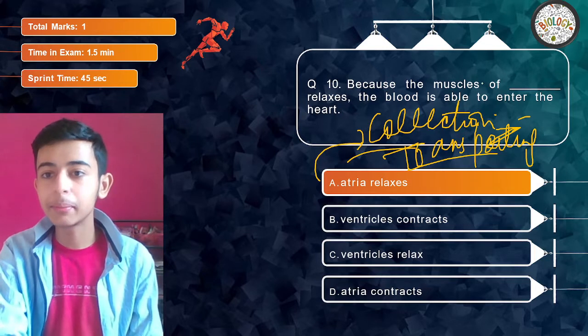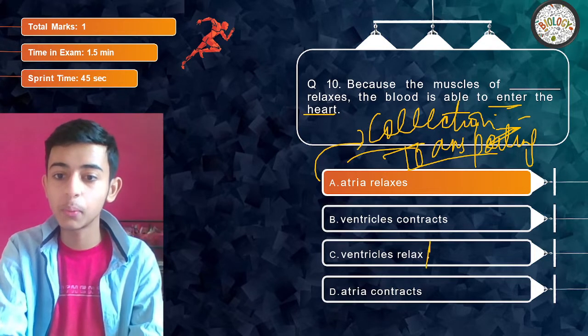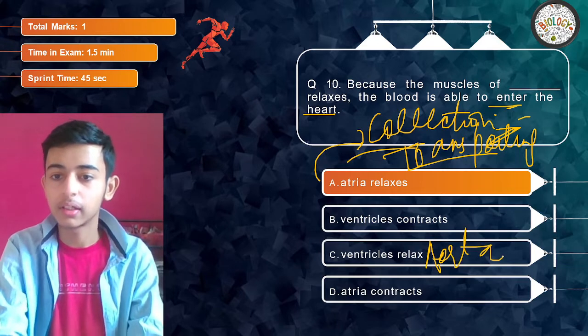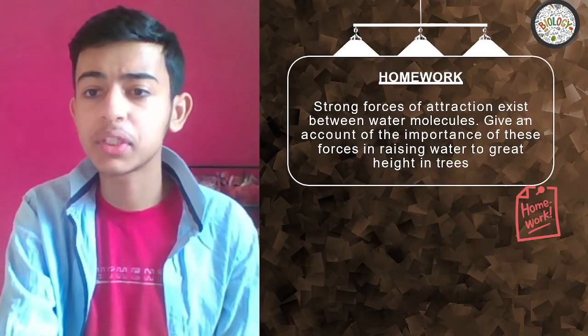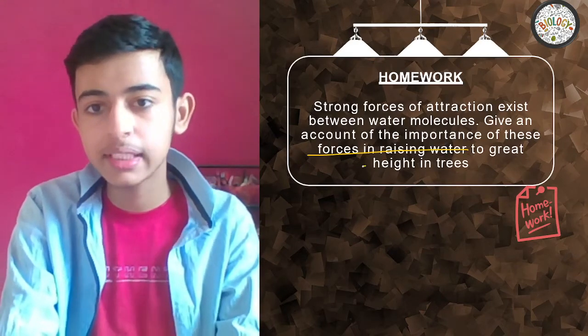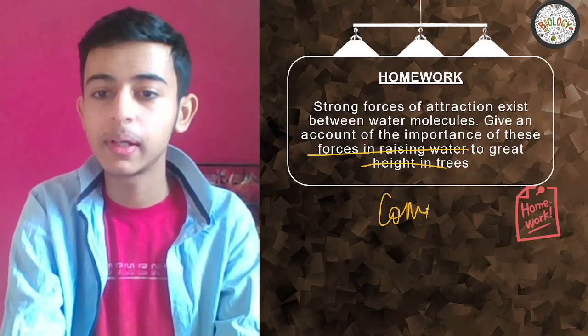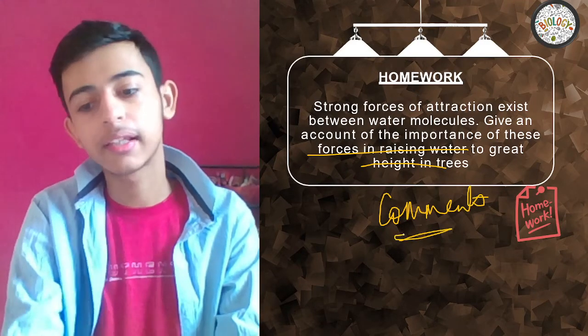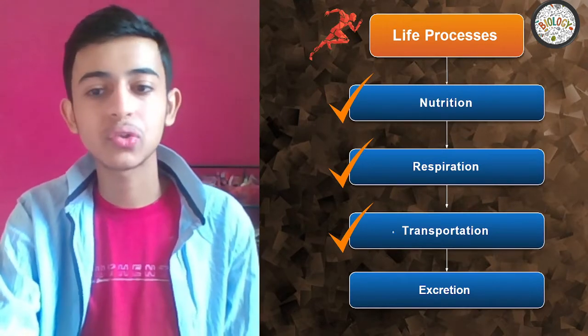So if they are saying the blood is able to enter the different parts of the body, then ventricles through aorta it goes. Clear? Now I have a homework question for you. Strong forces of attraction exist between water molecules. Give an account of the importance of these forces in raising water to great height in trees. So this you need to let me know in the comments. Clear, everybody? And we have successfully completed nutrition, respiration, transportation.